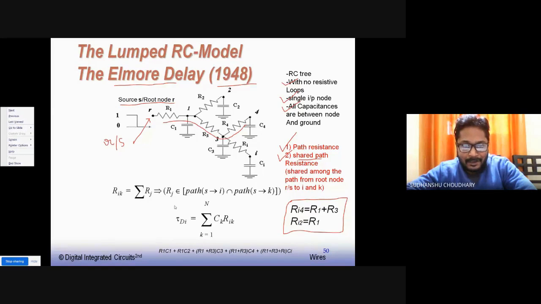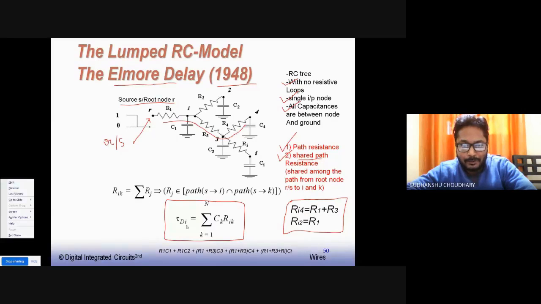Now the Elmore delay formula says that the delay at any node, or delay at the ith node, where ith could be maybe third node, fourth node, or second node, whatever, can be calculated by using this formula, that is summation of k equals 1 to n of Ck Rik. So k is again here, maybe 4 here or maybe 2 here. This way one can find out the delay at any node. So for example, somebody wants to find the delay at the ith node, that is this node, using this formula, where k is 1 to n.